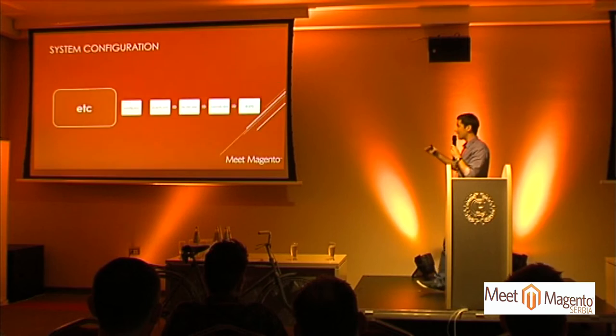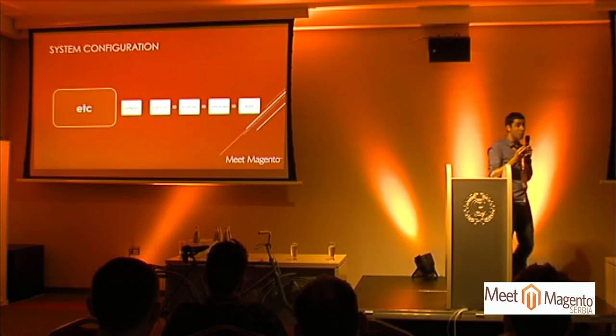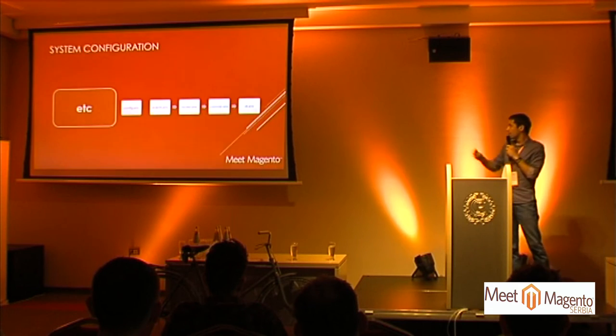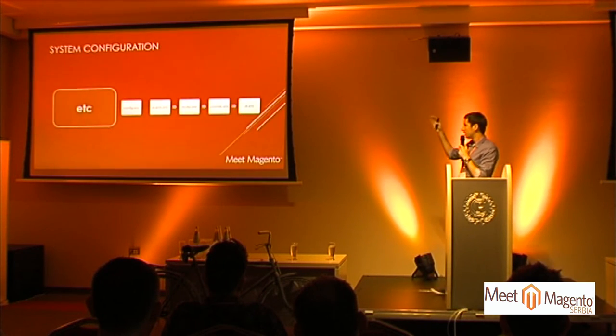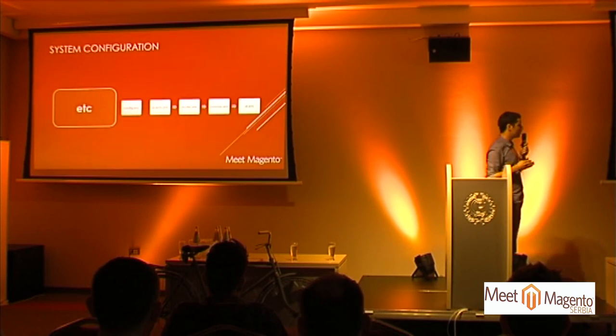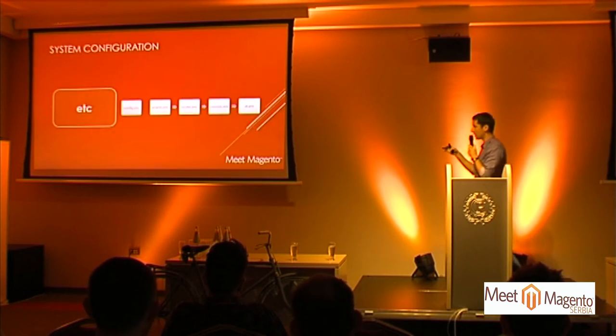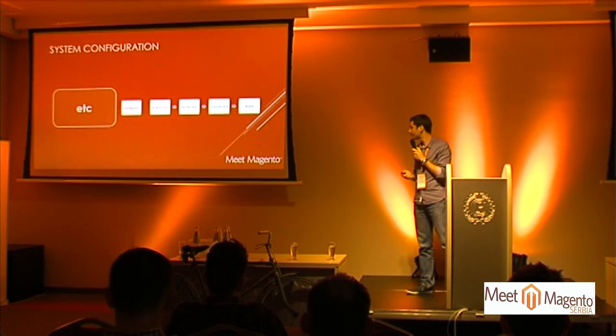And we have, for example, events XML, route XML, and there are a bunch of them. They're more meaningful. DI.xml is the one that is important because it's new, and it is used to configure the dependency injection and the object manager. We will talk about it in later slides.